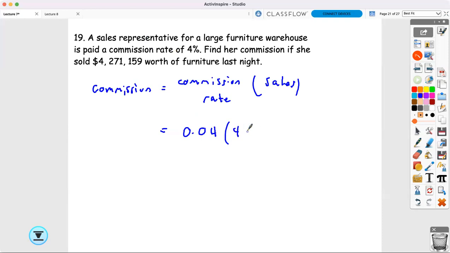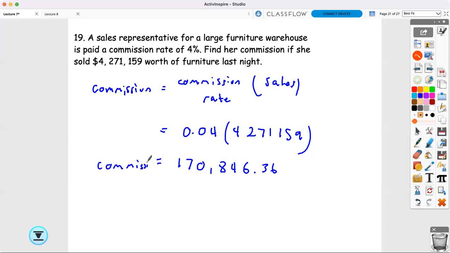They sold 4,271,159. And that's equal to commission. So we're gonna multiply those two values, right? And I got, if someone else can double check with me, $170,846.36. That is correct, sir. Thank you.